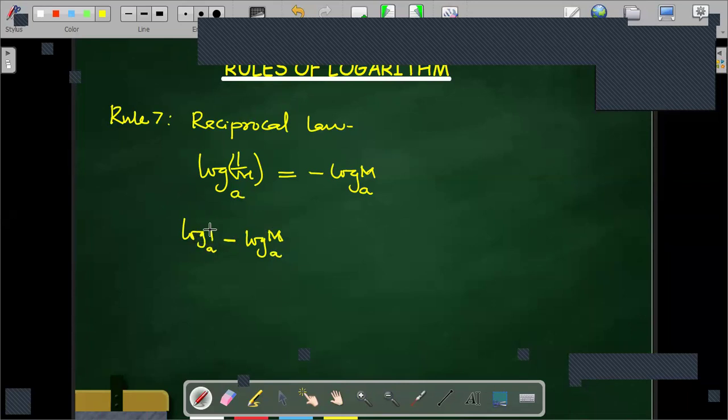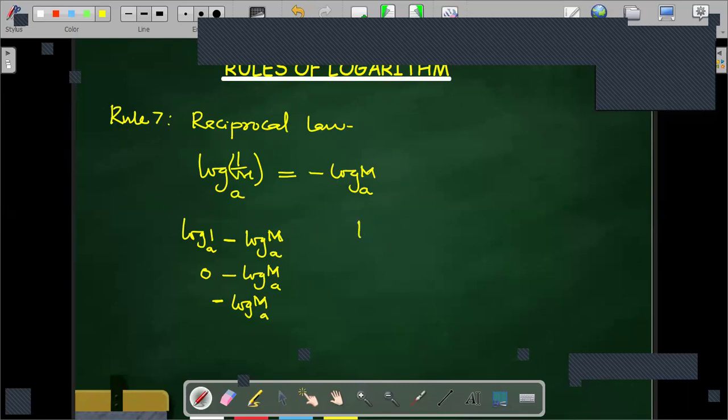Okay, and from here we know that logarithm of unity is what? Logarithm of unity is 0, and 0 minus logarithm of m to base a is still going to give us what? Negative of logarithm of m to base a. So this is obviously going to be correct. So logarithm of a reciprocal is always the negative of that logarithm. Let's look at a typical example.